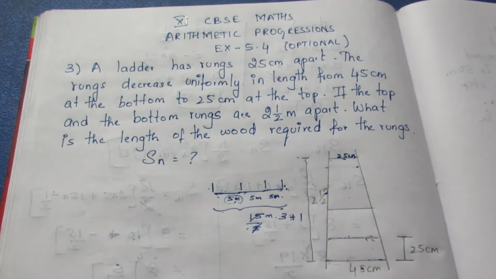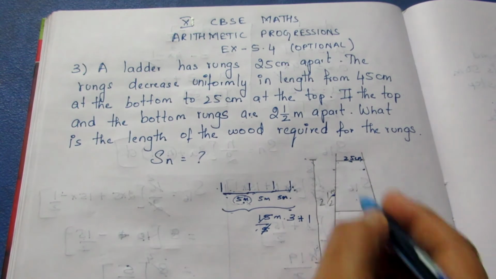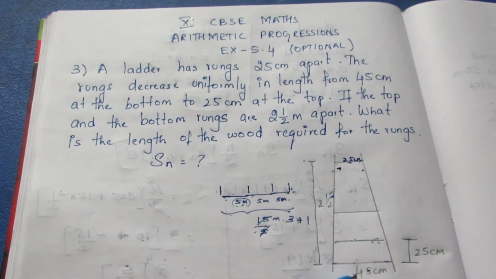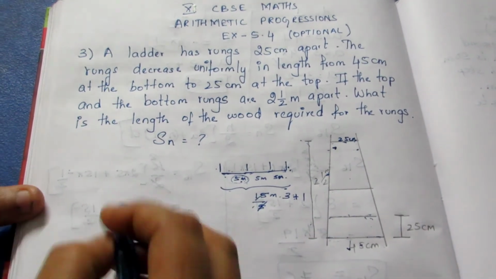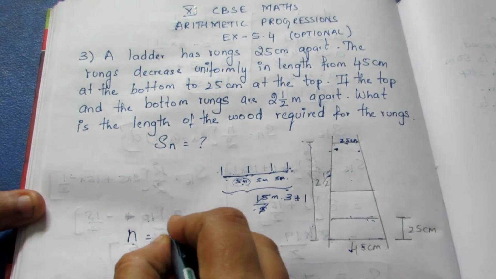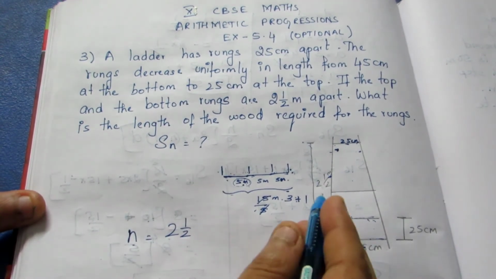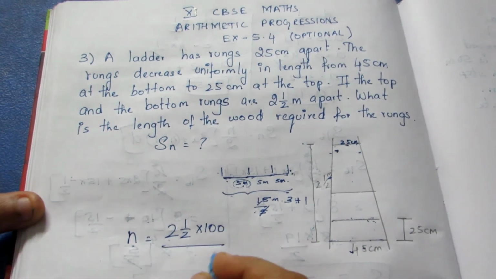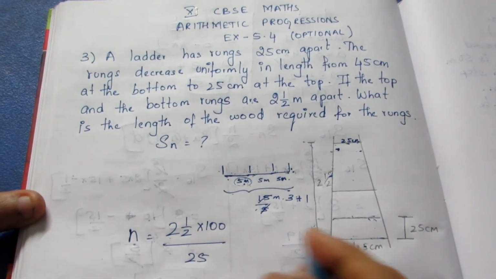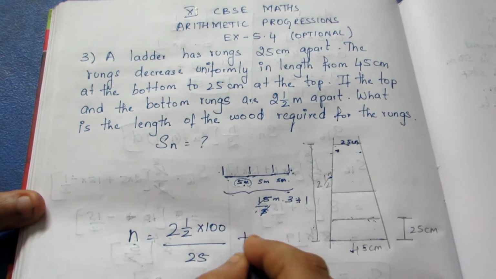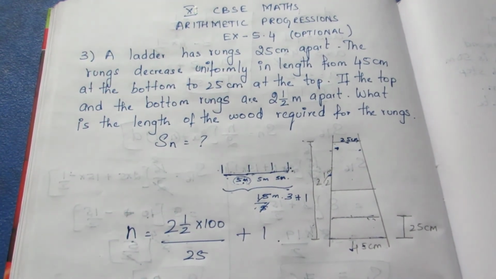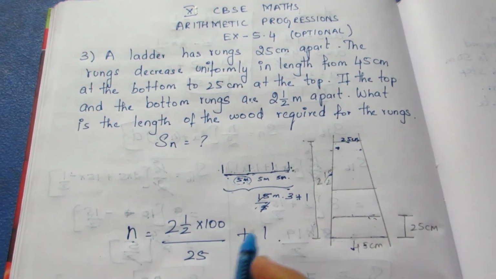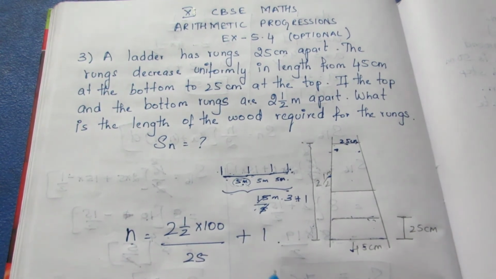So to find the number of rungs, the total distance from the first one to the last one, that is 2 1 by 2, is in meter, we need to change into centimeter, so into 100, divided by the in between distance, plus 1. So you need to remember this formula, why we are adding plus 1. This is the example for you.